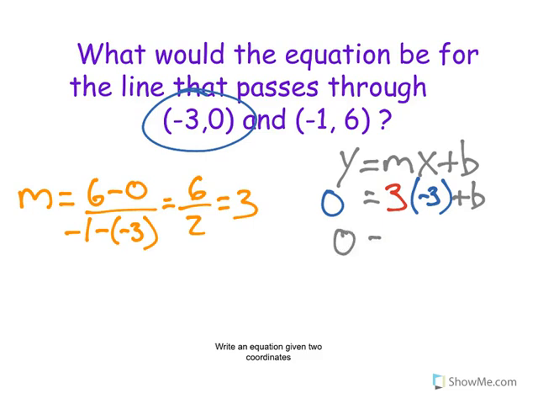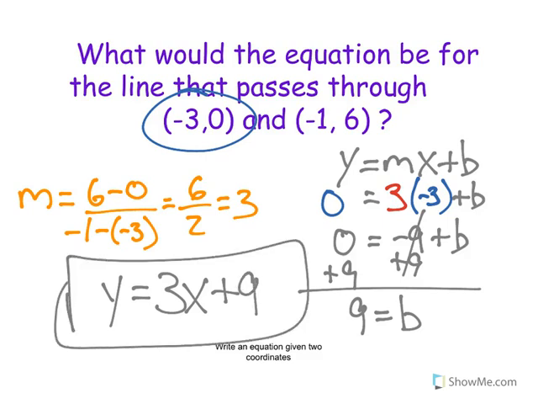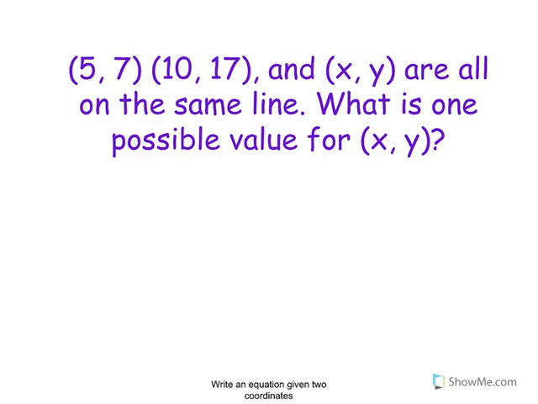That's going to give me 0 is equal to negative 9 plus b. So when I add 9 on both sides, I get b is equal to 9. When I put this all together, I get y is equal to 3x plus 9.